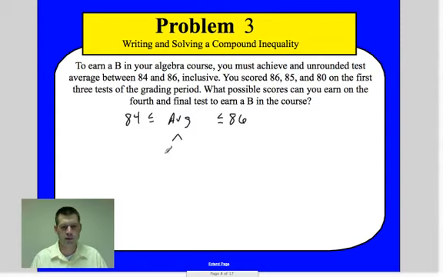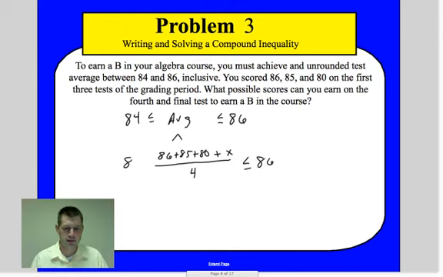Okay, well, average we find by taking 86 plus 85 plus 80, which is my first 3 tests. Add that with my last test, so we'll say x, and we're going to divide that by how many tests we have, which is 4. Now when we get done with that, it needs to be between 86 and 84. So we're going to add up all those together, and we get 251 plus x, and that's all over 4.